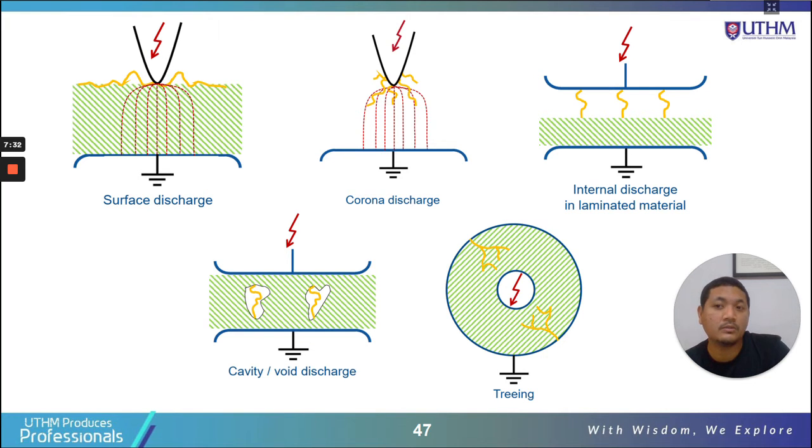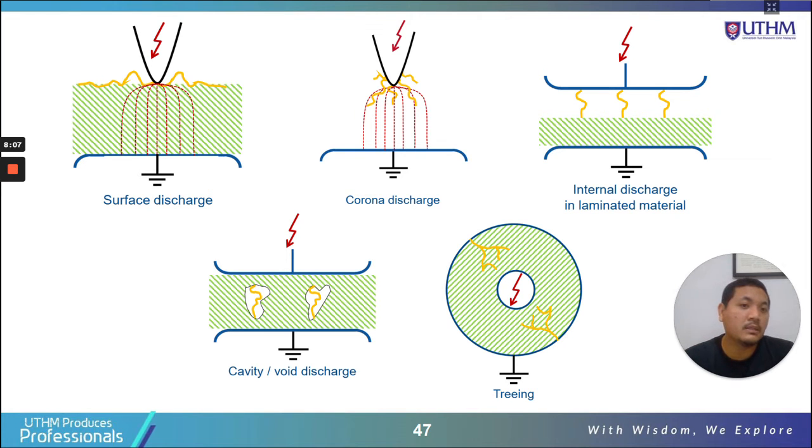So this is the solid insulation. This is the grounded electrode, and this is the high voltage electrode. Partial discharge happens on the surface of the insulation. And this is corona discharge, meaning that the electrode is in the gas. We have partial discharges happening on the surface of the electrode inside the gas. That is corona discharge.